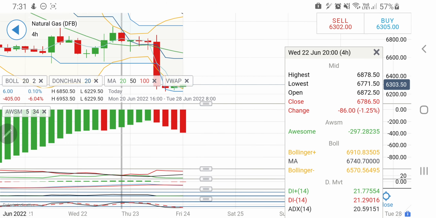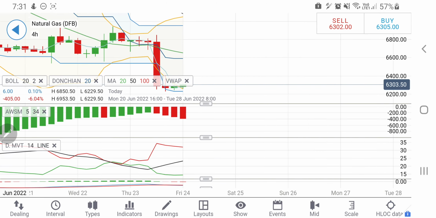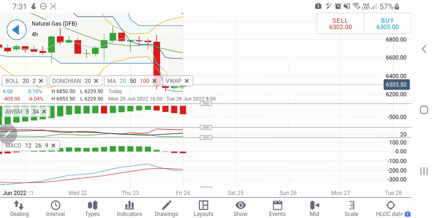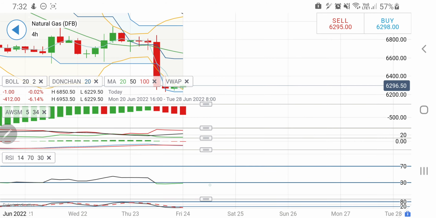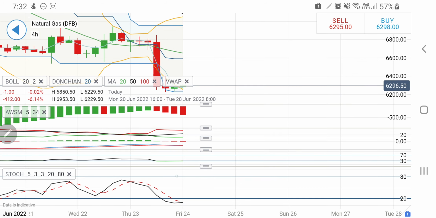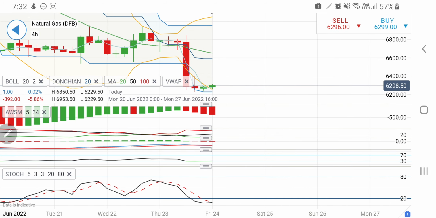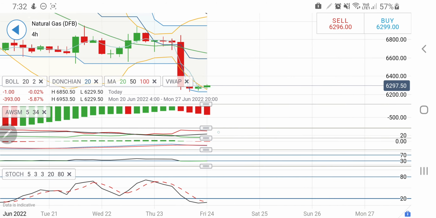Oscillators are trading on the sell side. Directional movement bearish. MACD has just crossed over, third red candle, and it can give you more red candles. It can become divergent. RSI oversold, it can bounce back. Stochastic oversold, it can bounce back. So be watchful of this.